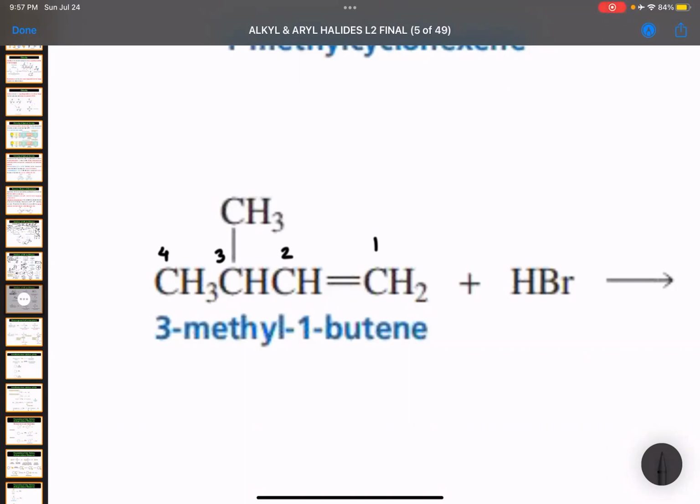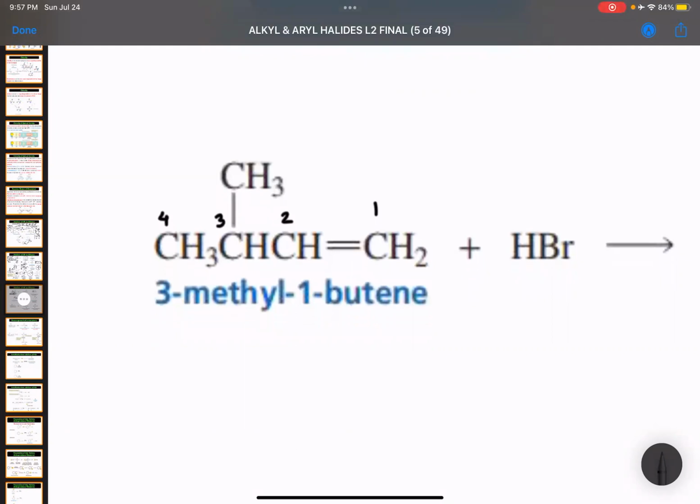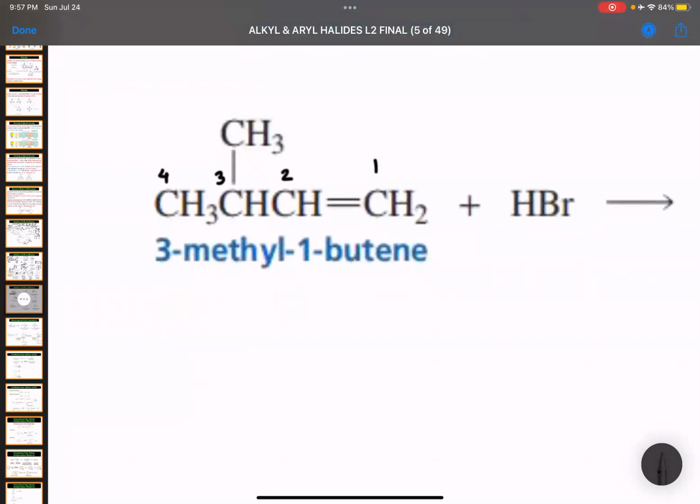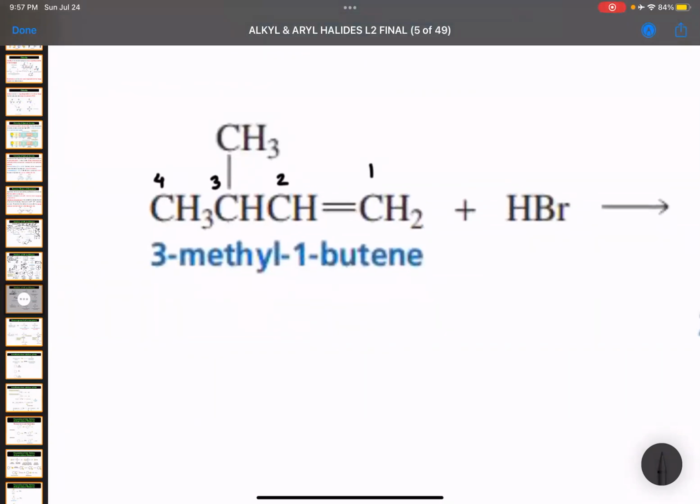So you need to put H plus on the double bond, right, Samira? But will you connect it to carbon number 1 or carbon number 2? 1. Why 1? Why not 2? Yeah, Pavitra.